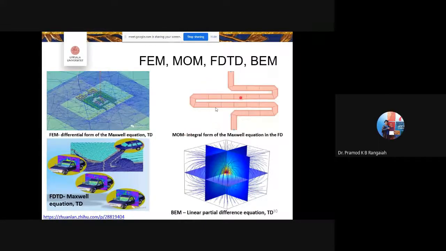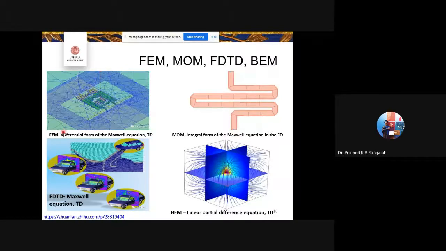So that's why this technique uses the integral form of Maxwell's equation in the frequency domain. This is the only technique which deals with frequency domain solving. So it's quite a lot faster compared to the other three, and up to 3 GHz it gives very good results. And it's a 3D planar technique.